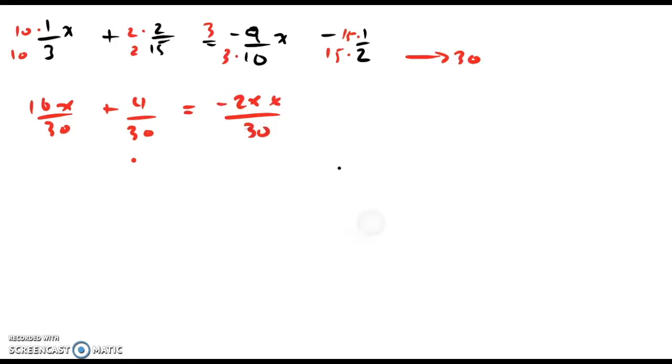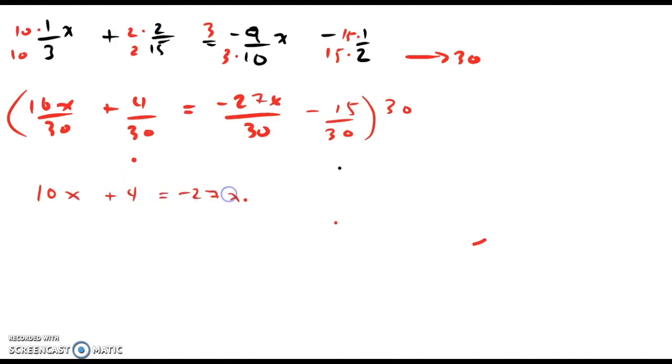I made an error there. Let's fix it. 7x over 30, and then minus 15 over 30. Now we can multiply the whole thing by 30. We can forget about all our denominators because they're all going to cancel. So 10x plus 4 is equal to negative 27x minus 15. And now we can go ahead and solve it.